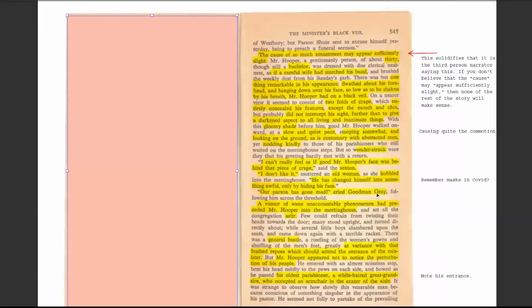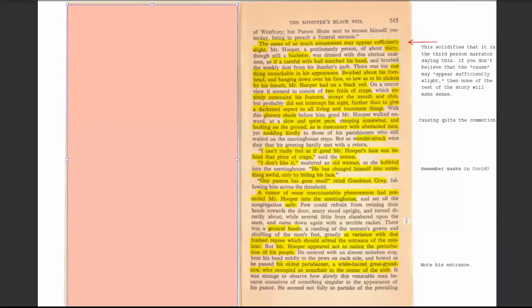It's awful. Goodman Gary says, our parson has gone mad, following Hooper across the threshold. He says, I think our parson's gone mad. Well, would you follow a madman into the meeting house if you thought he was going mad?